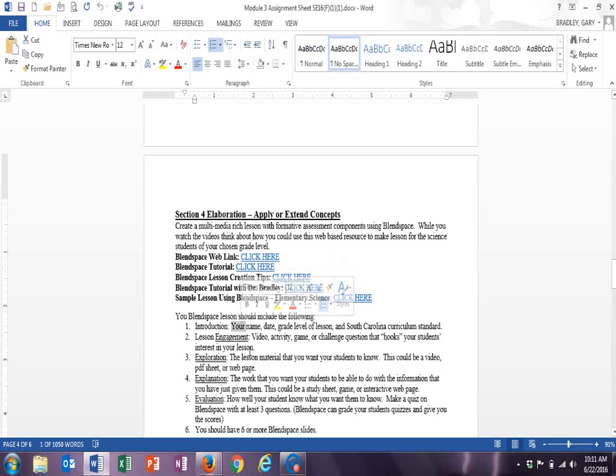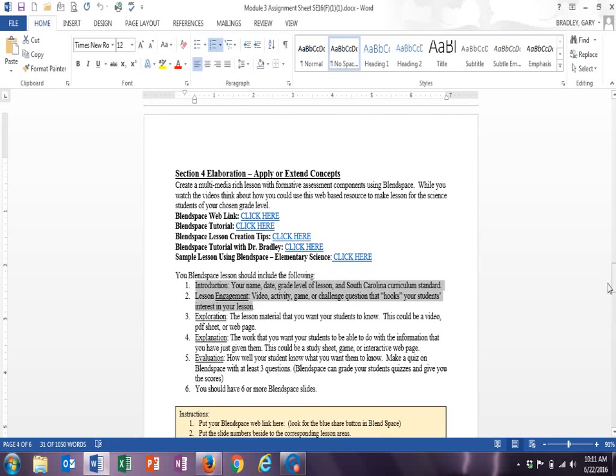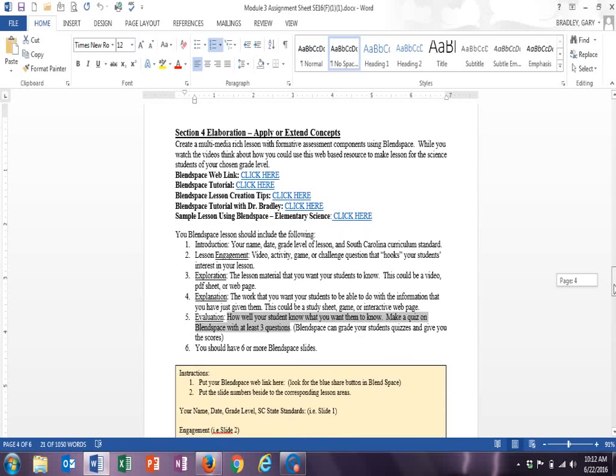The objectives that I would like you to do are right here. An introduction, an engagement, an explanation, evaluation, and for evaluation, just 3 questions at the end that you can have. Now, BlendSpace has a section where you can write your own quizzes. It's a lot of fun, and I think that you're going to like this resource.